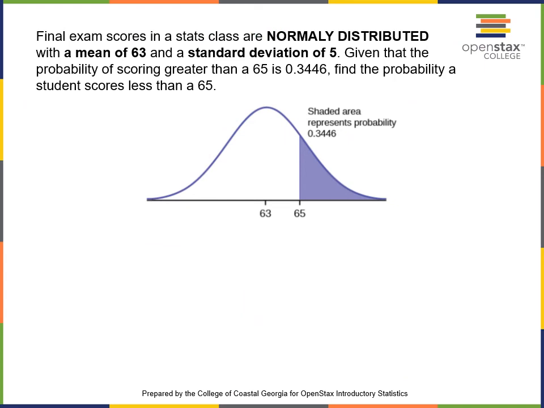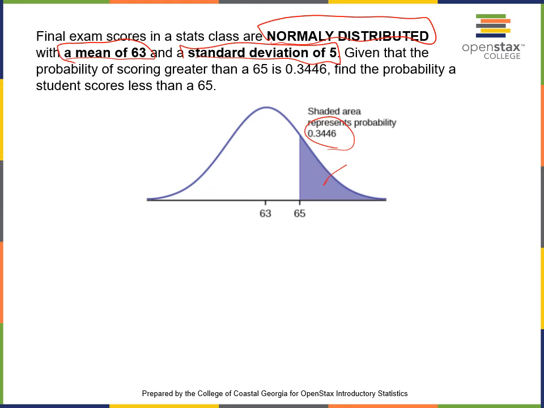So here would just be a simple example. We're not really going to be able to do too much here yet, but I just wanted to give you an example of the normal distribution. The final exam scores in stats class are normally distributed with a mean of 63 and a standard deviation of 5. Keyword here is normally distributed. When we do these problems, they're going to have to tell you what the mean is and what the standard deviation is. Okay. Given the probability of scoring greater than a 65 on this test is 0.3446, find the probability the student scores less than a 65.